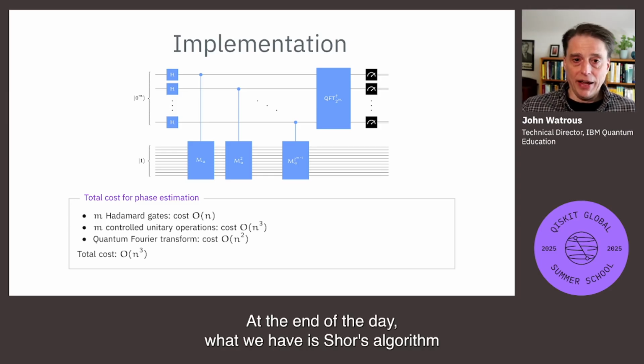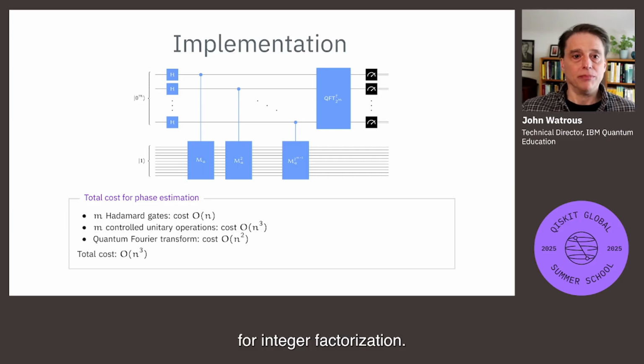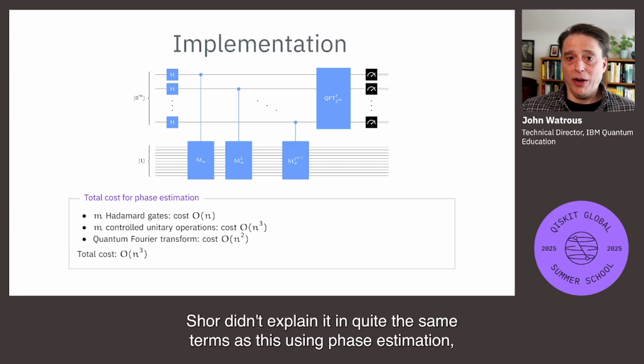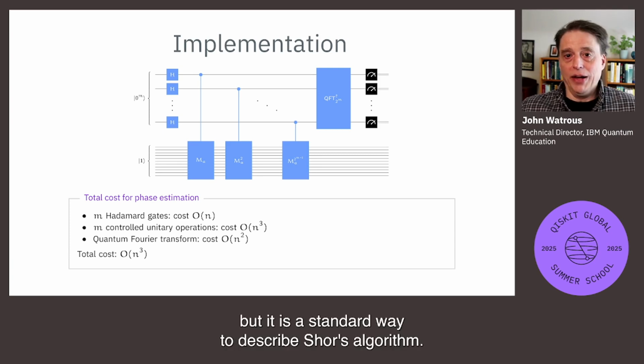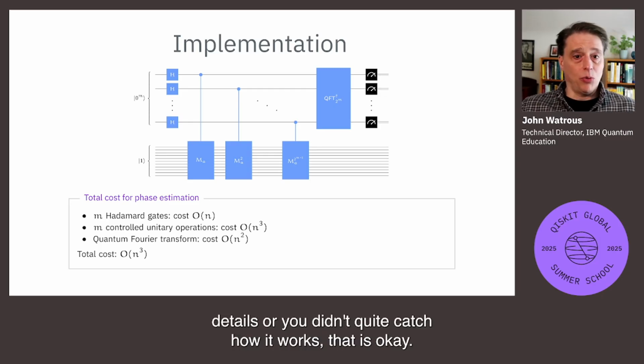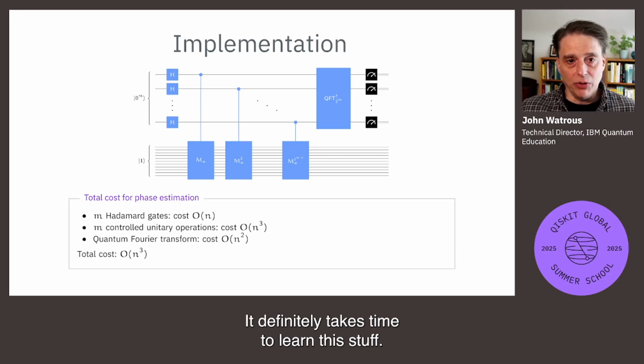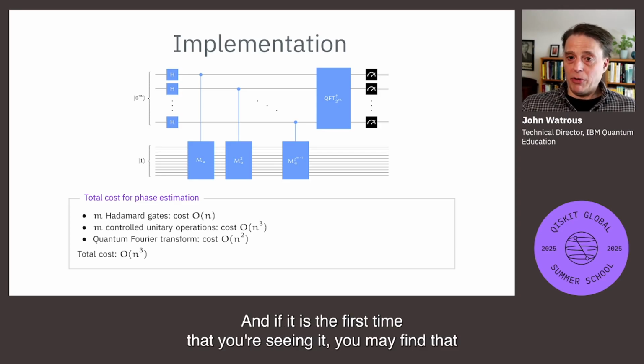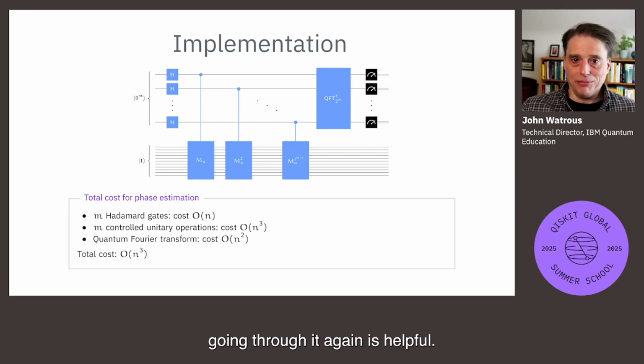At the end of the day, what we have is Shor's algorithm for integer factorization. Shor didn't explain it in quite the same terms as this using phase estimation, but it is a standard way to describe Shor's algorithm. If you missed some of the details or you didn't quite catch how it works, that is okay. It definitely takes time to learn this stuff. And if it is the first time you're seeing it, you may find that going through it again is helpful.